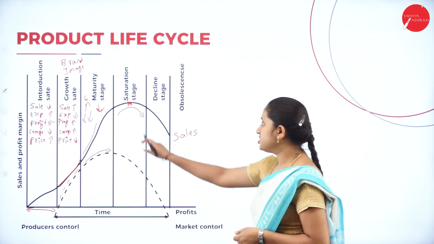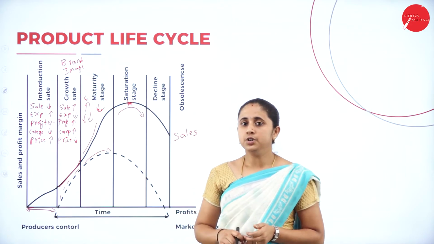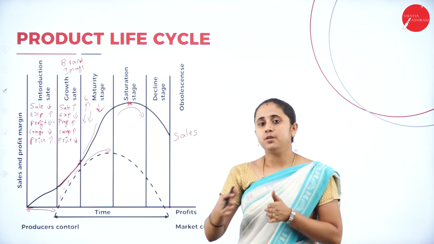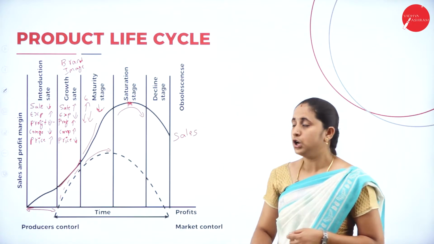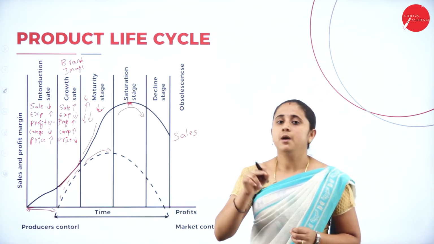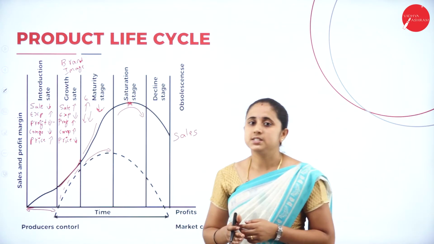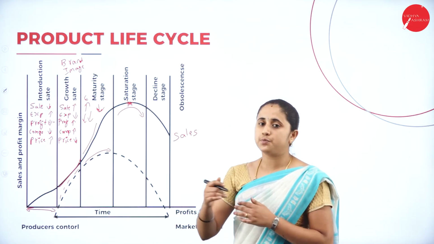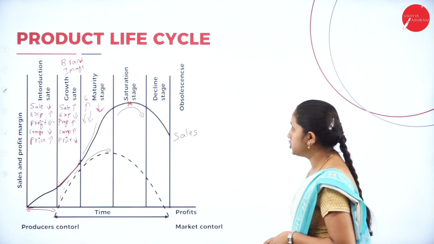Here, the saturation stage strategies are: you can enter with a new product, that means start producing a new product line, or you can motivate the middlemen by increasing the margin for the middlemen. So you need to motivate the middlemen by increasing the incentives or margin so that they work effectively in increasing the sales. Or you can attract new customers, search for new users for your product. So these are all the strategies for the saturation stage.